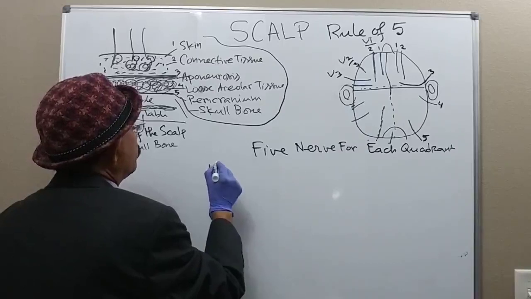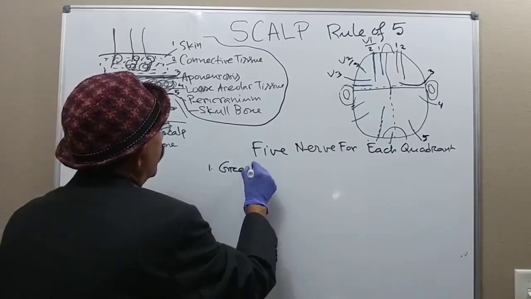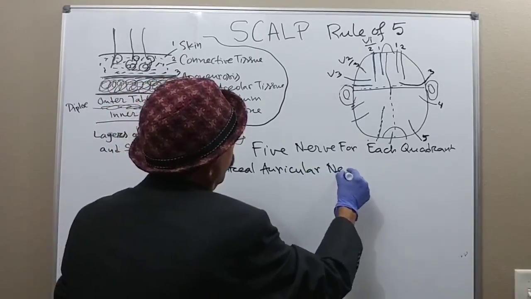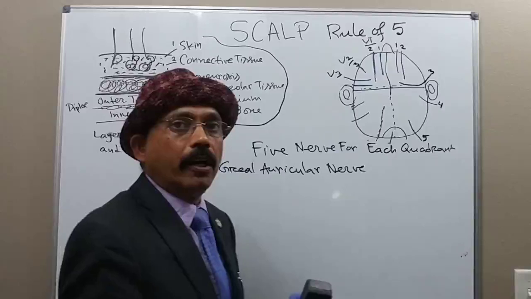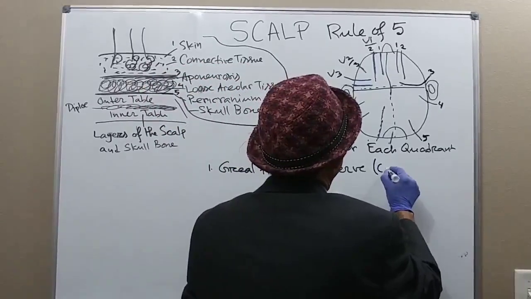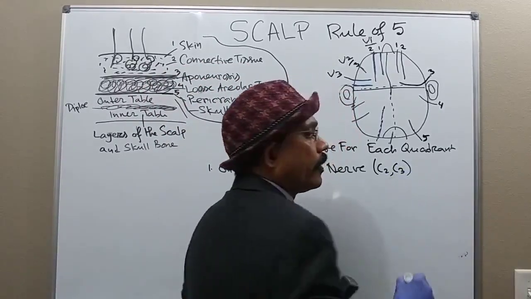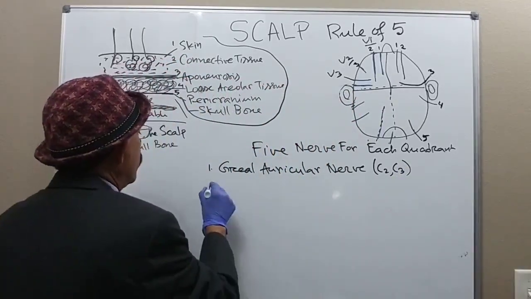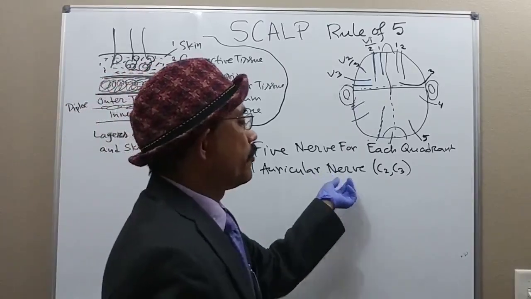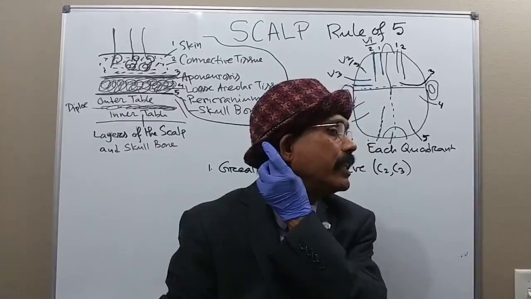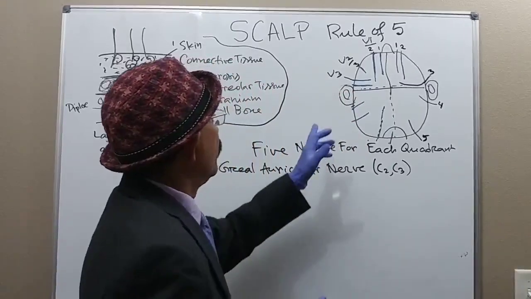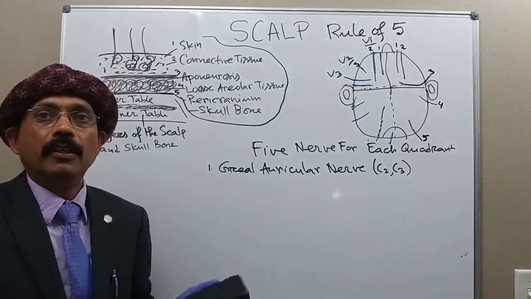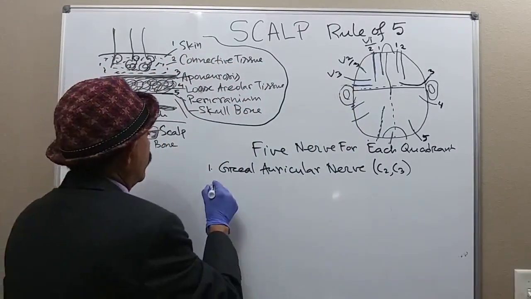We'll get the great auricular nerve. Okay, great auricular nerve. What is the root value? C2, C3. Then this actually picks up sensation from just a small part posterior to the ear, only a small part. Okay, that maybe this part. Great auricular nerve, C2, C3. Okay, so we got that.